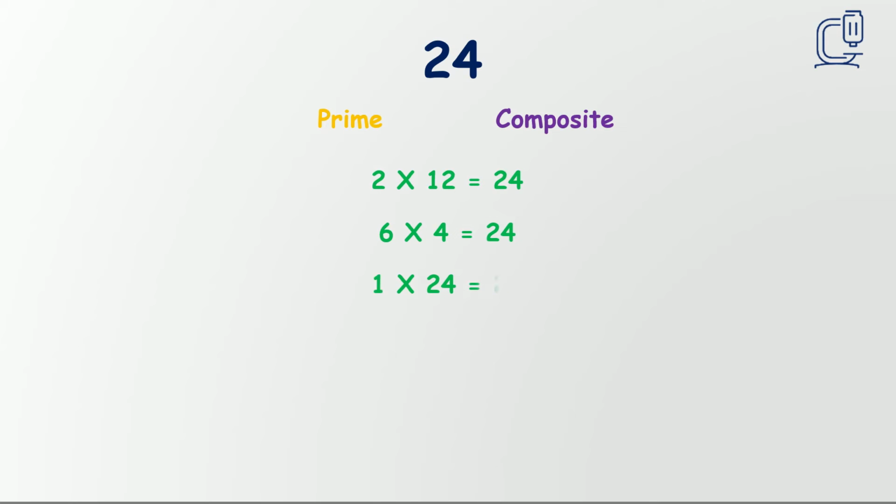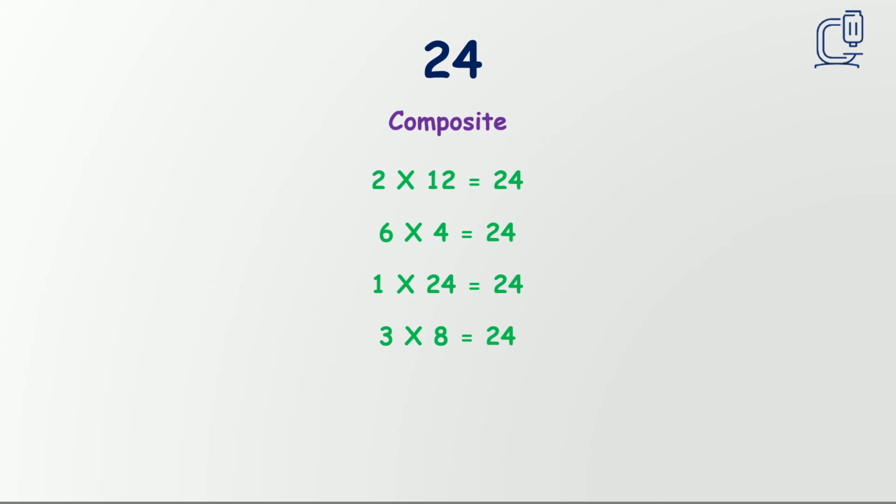Let's try the number 24. Is it prime or composite? 2 times 12 multiplied together gives 24. And then also 6 times 4 is 24. And we also have 1 times 24 is equal to 24. And finally 3 times 8 is equal to 24. So there are lots of factors to this composite number.